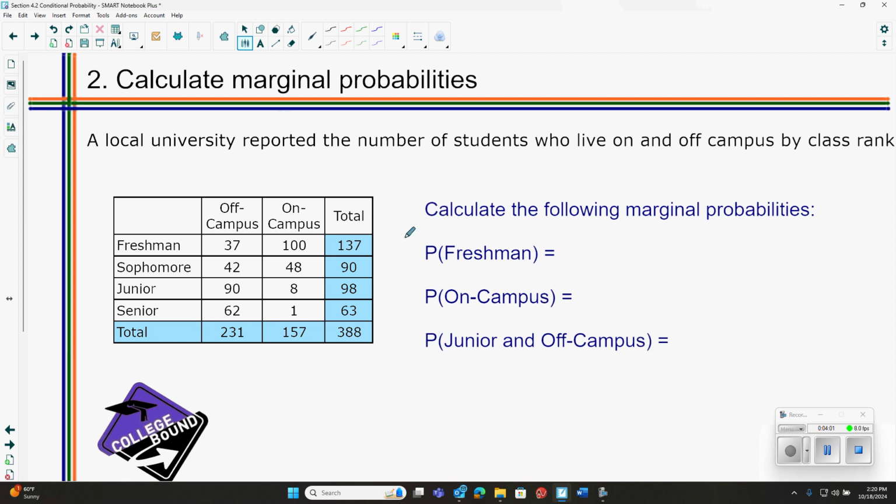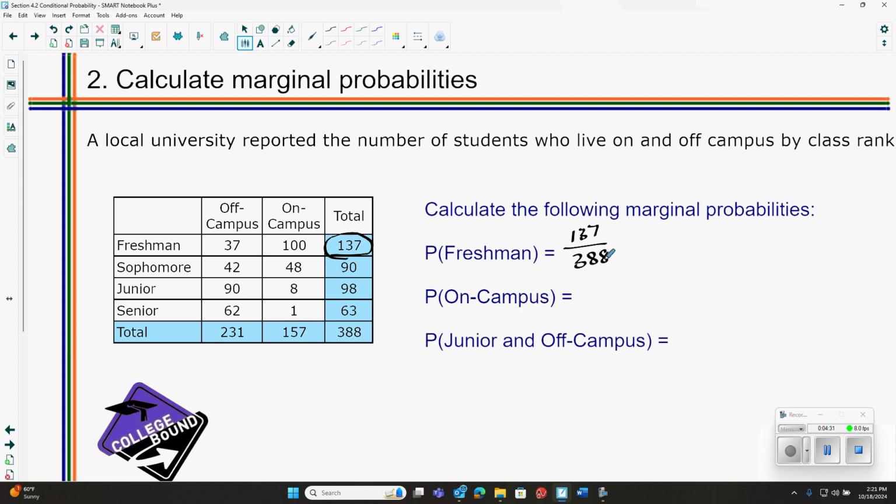Anyway, moving on. Let's calculate these marginal probabilities. We're given a cross-tabulation table. Again, we've already done this. Now, instead of writing percent, we're just going to write fractions or probabilities. We're looking at the probability that someone is a freshman. Here's my freshman column, and here's my total number of freshmen, 137. So the probability of being a freshman is 137 out of 388.